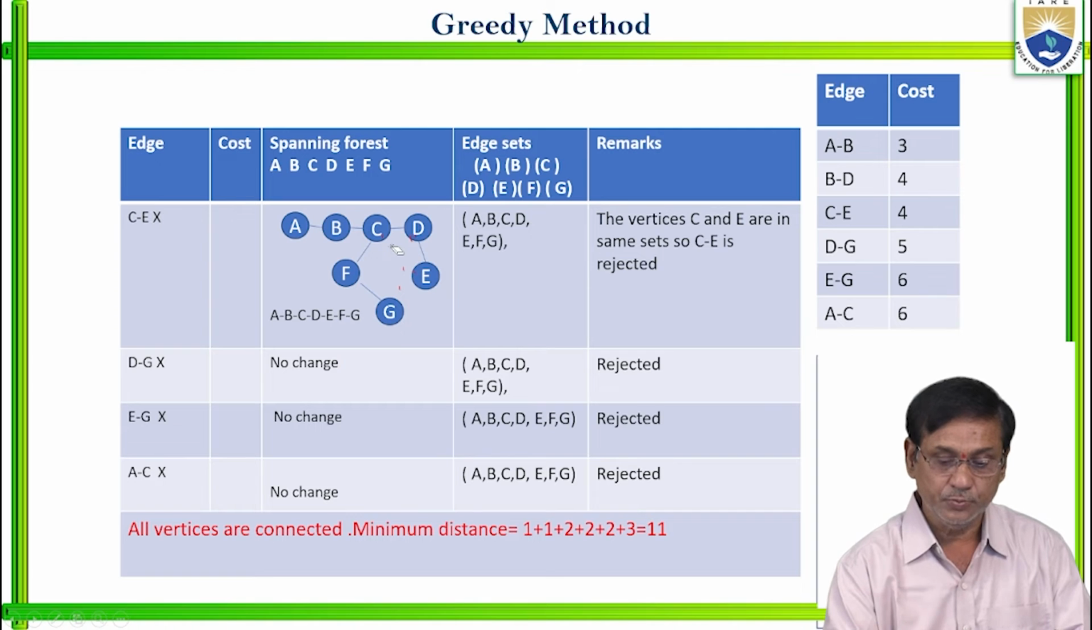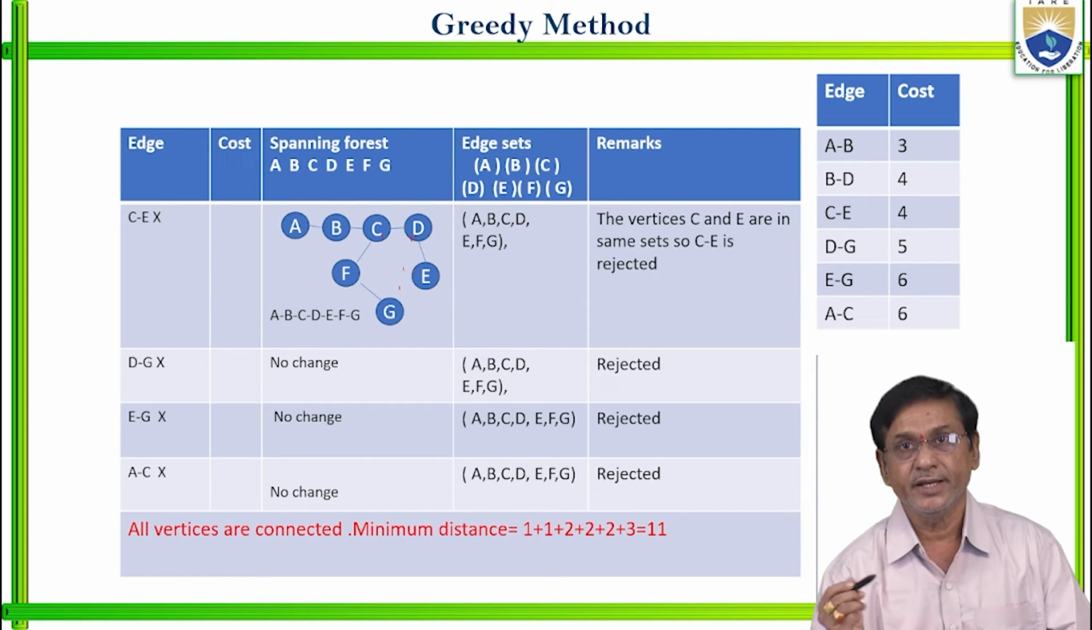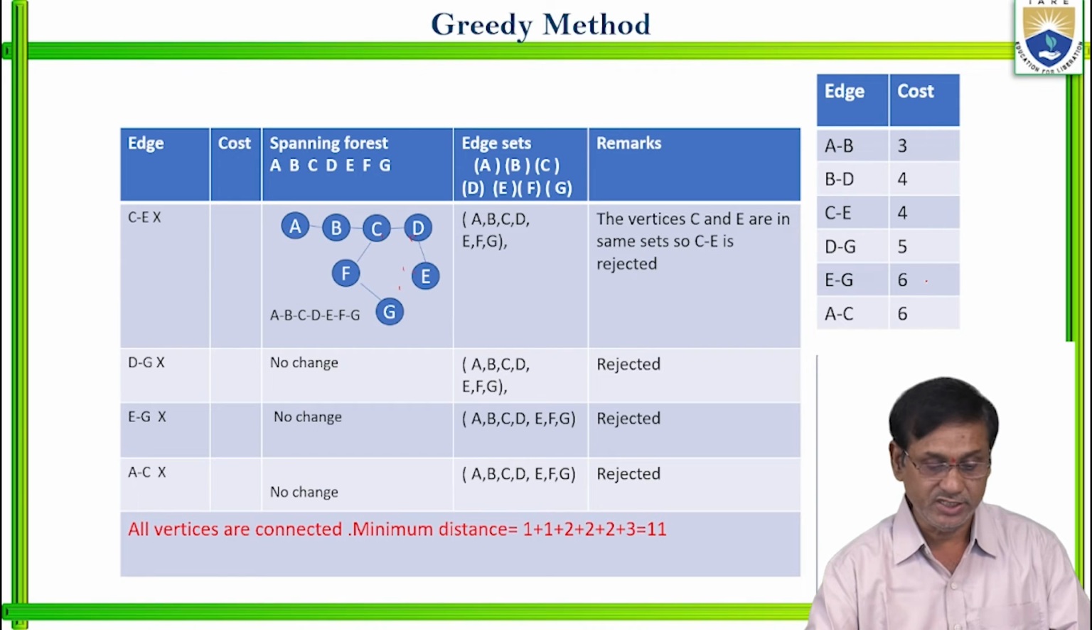So loop is forming. That means a loop should not form while selecting the edge. So there is no change. The diagram will be as it is. Again, next coming to the edge EG. For EG, again the loop is forming.